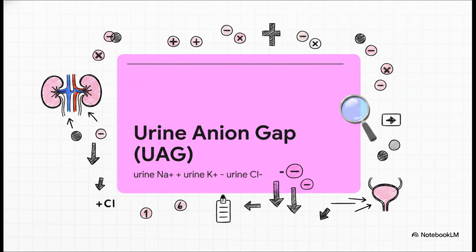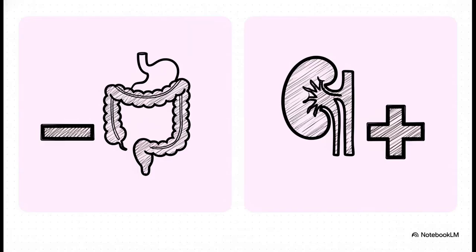See, normally, the kidney clears excess acid by excreting it as ammonium chloride. But since we don't routinely measure urine ammonium directly, that urine chloride acts as our surrogate marker. If the kidney is doing its job and pumping out lots of ammonium chloride, the urine chloride level will be super high, and that drives the overall equation right into negative territory. And this brilliantly illustrates the dividing line.